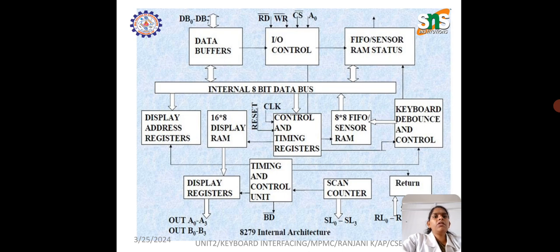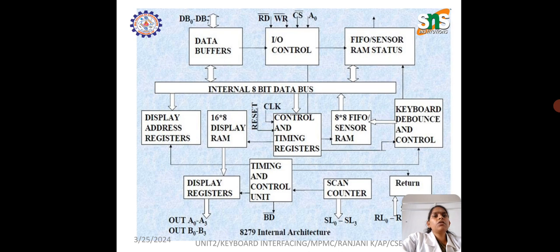In 8279, there is an I/O control and data buffer. This unit controls the flow of data to the microprocessor, and it is enabled only when CS is low. The data buffer interfaces the external bus of the system with the internal bus of the microprocessor. The pins A0, read and write are used for command and status or data read and write operations.